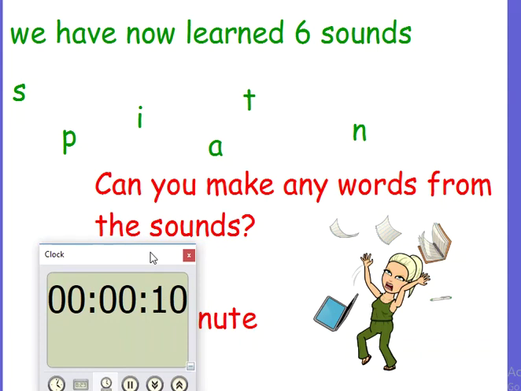You can write them on your whiteboard. You've got 6 sounds. What words can you make with those 6 sounds?